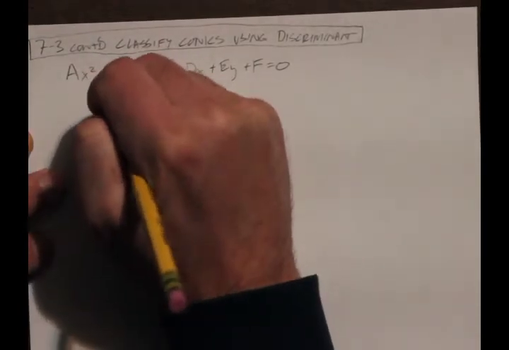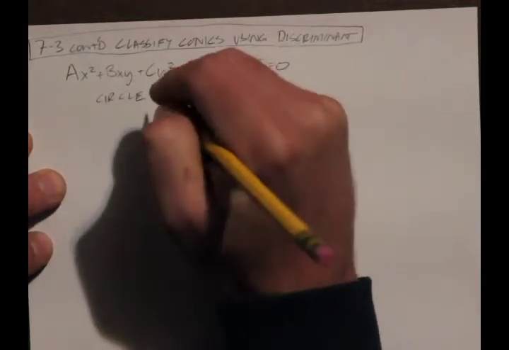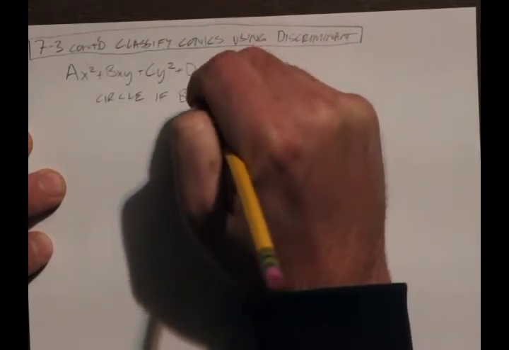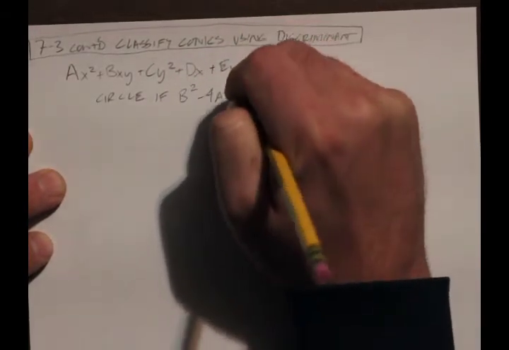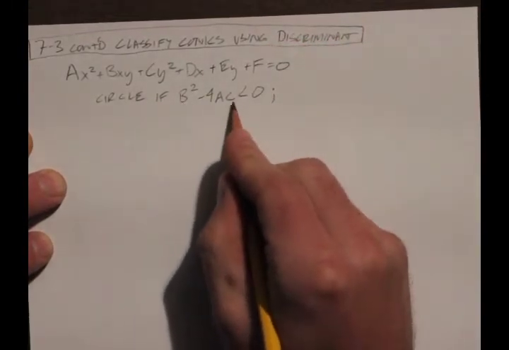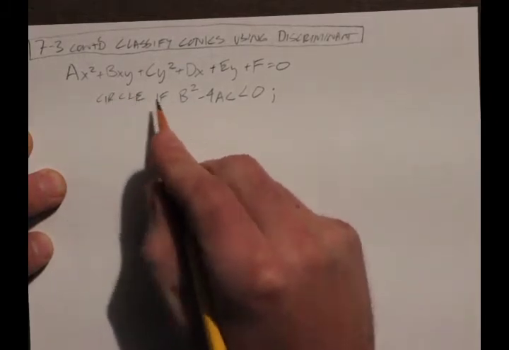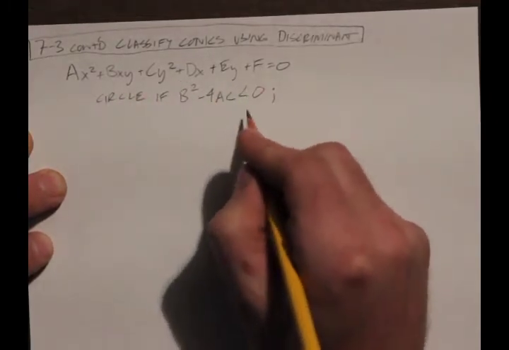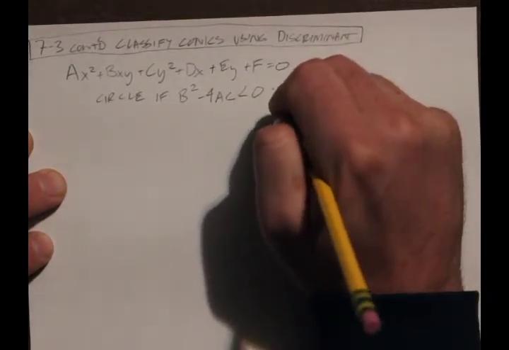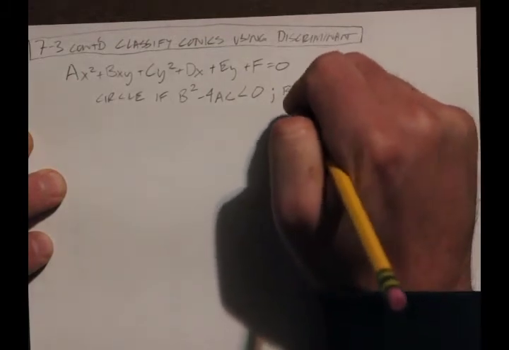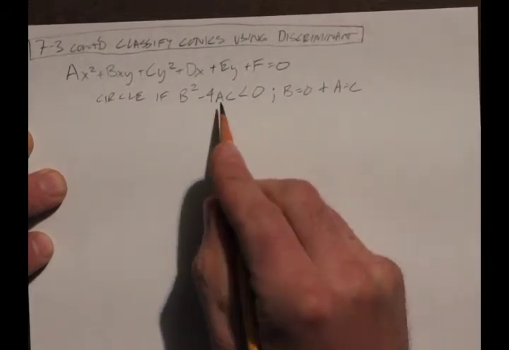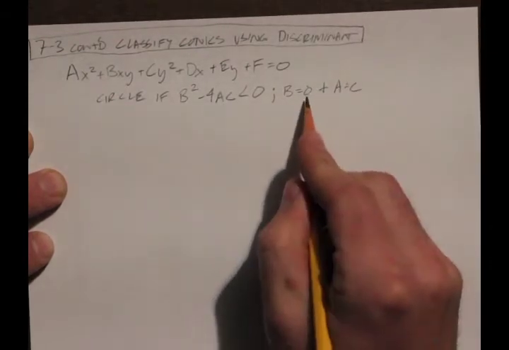So if you're looking for a circle, you have a circle if b squared minus 4ac is less than 0. Less than 0 just means it is a negative number. If you plug in b, a, and c and you get a negative number, then it might be a circle. The other thing you need to look at for the circle is b equals 0 and a equals c. You need both of these things for it to be a circle.